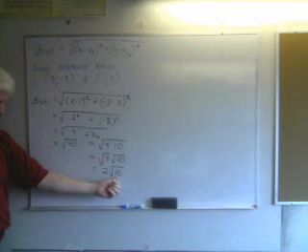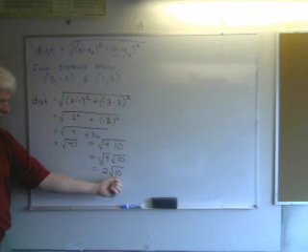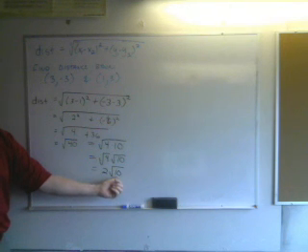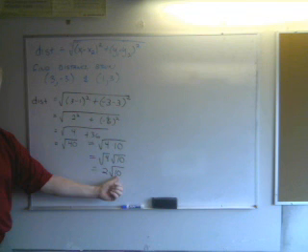And then we check here, what are the factors of 10? 1, 2, 5, and 10. None of them are perfect squares, so there's no further breakdown that we can do of the square root of 10, and we're done here.